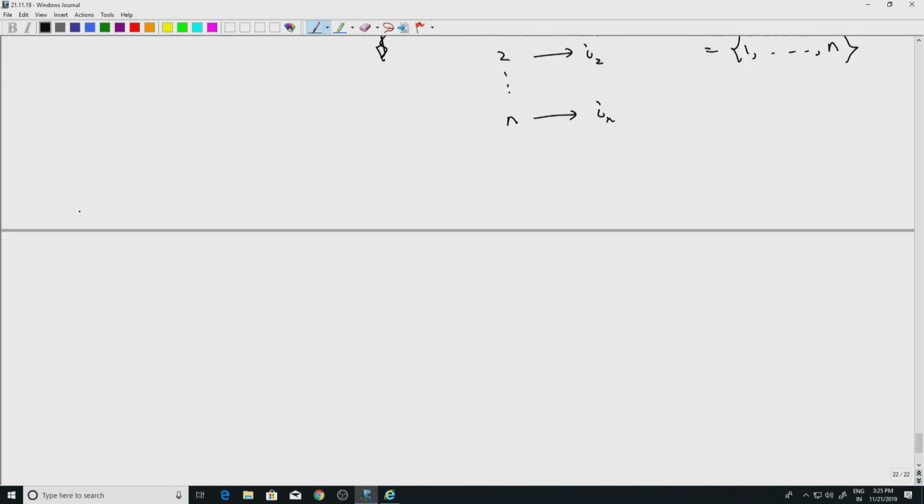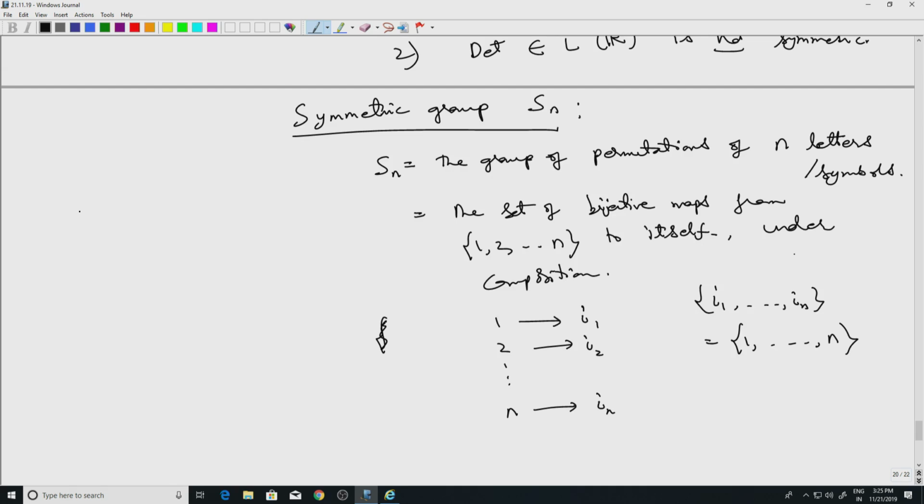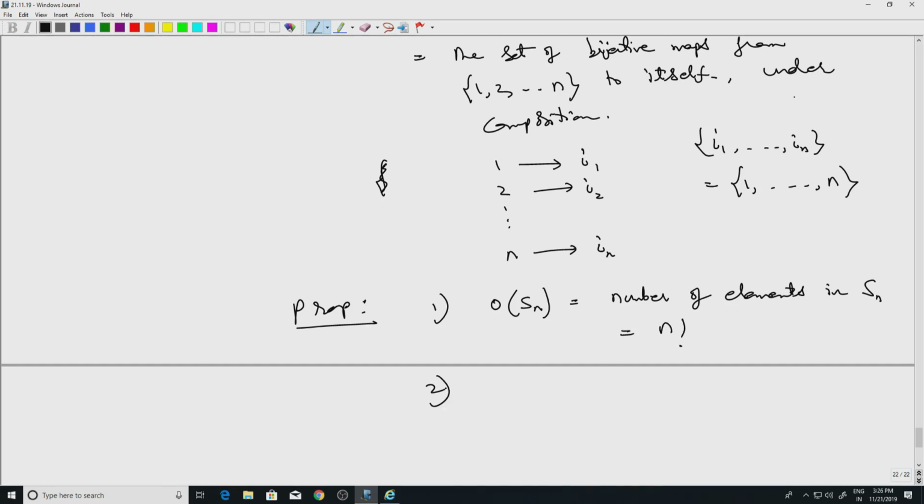What we need to know about the symmetric group is that, first of all, the point of thinking of them as bijective maps is that the group operation becomes immediately clear. It's just composition, and the fact that it's a group is also clear: the composition of two bijective maps is bijective, and the inverse of a bijective map is bijective. So what we need are the following facts. One, the order of Sn, the number of elements in Sn, is n factorial. We know that the number of permutations is n factorial.